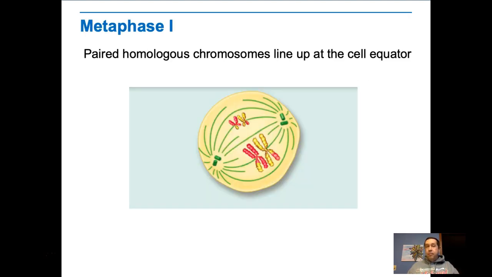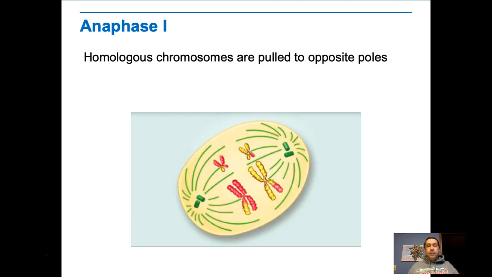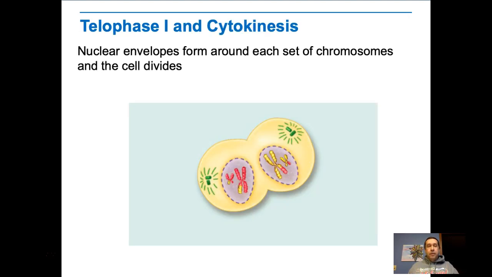Metaphase, the tetrads line up at the cell equator. Spindle then lines them up. Anaphase 1, homologous chromosomes are pulled to opposite poles. Telophase 1, then cytokinesis, the cell splits, and now you have 2 cells that still have 2 copies of each chromosome at the end of meiosis 1.